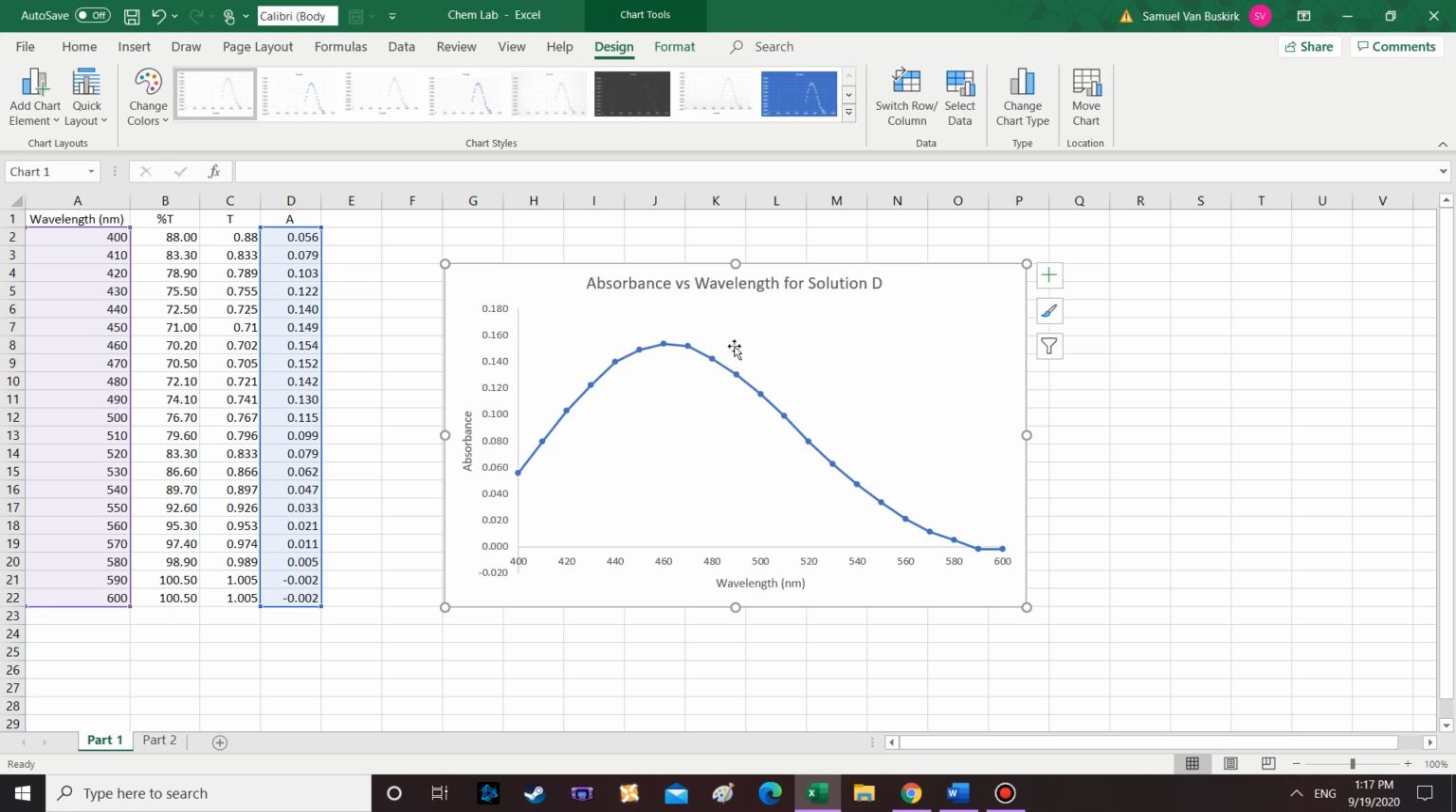So we can better visualize that lambda max here as the peak of this curve, right, which is right here. And that is over 460 nanometers, which is what you found lambda max to be. So that all checks out.